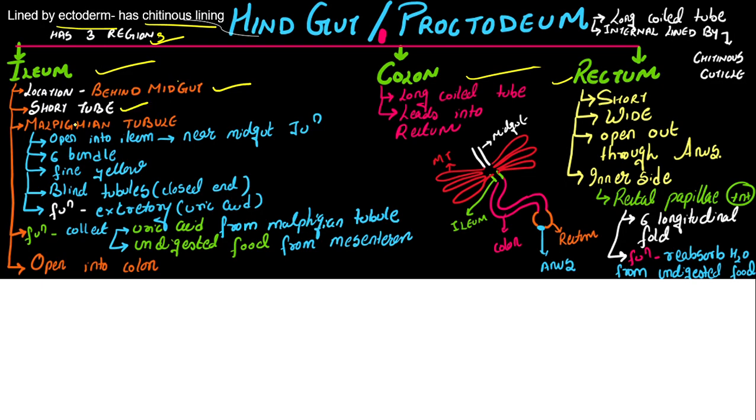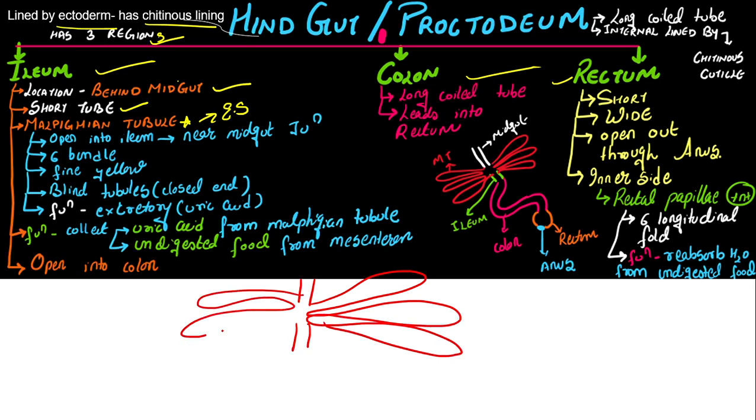It is a short tube, and here we will talk about the Malpighian tubule, not in detail. In detail, we'll talk about it in the excretory system. Here, let me draw it over here. So this is your midgut and this is your ileum. In between the midgut and ileum you have some tube-like structure. This tube-like structure we call the Malpighian tubule. How many will be there? There will be 6 bundles. What is the color of it? It is a fine yellow color, right? Now it has blind tubules. What is the meaning of blind tubule?